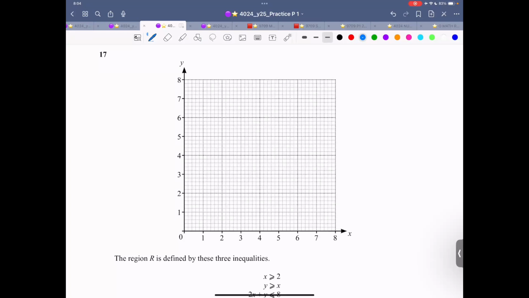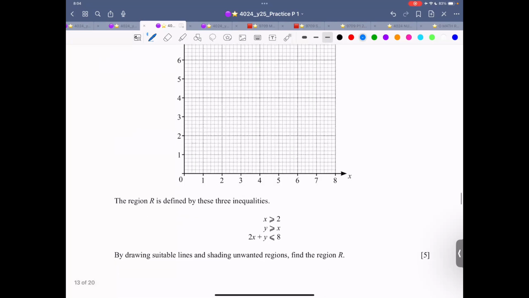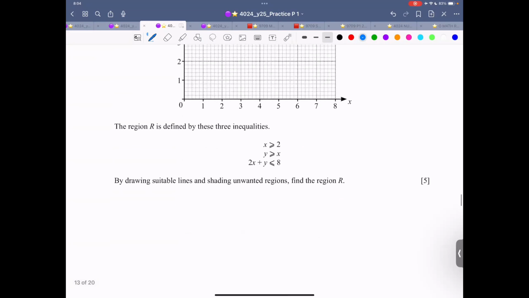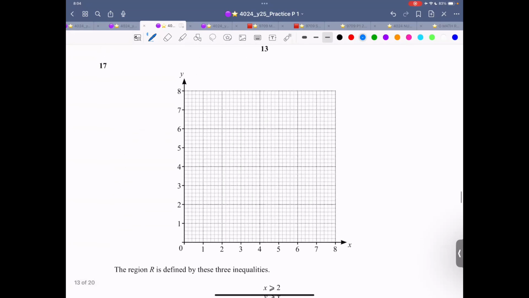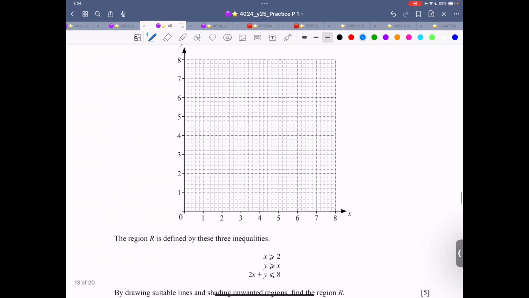Now the question says that we have this grid. The region R is defined by these inequalities. Sometimes they give you a drawn figure, sometimes they ask you to draw it. So now x is greater than or equal to 2, so draw the line x equals 2.